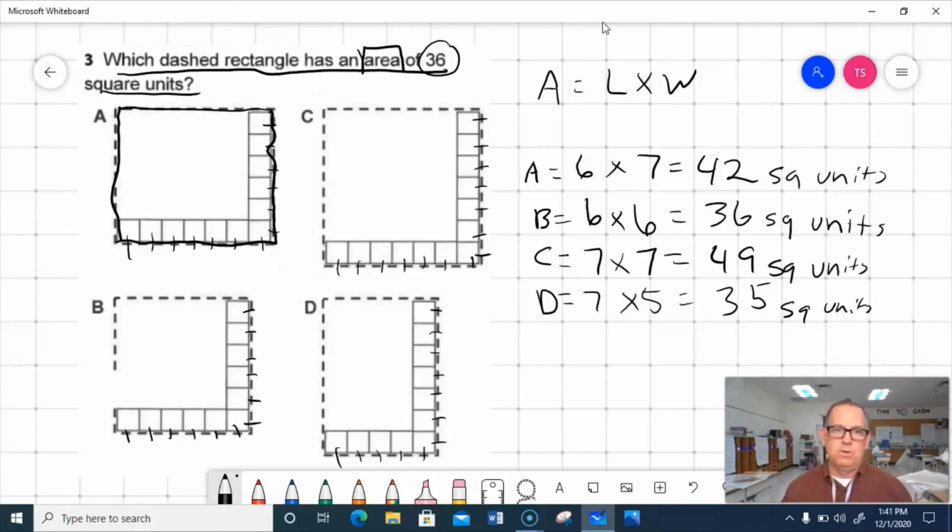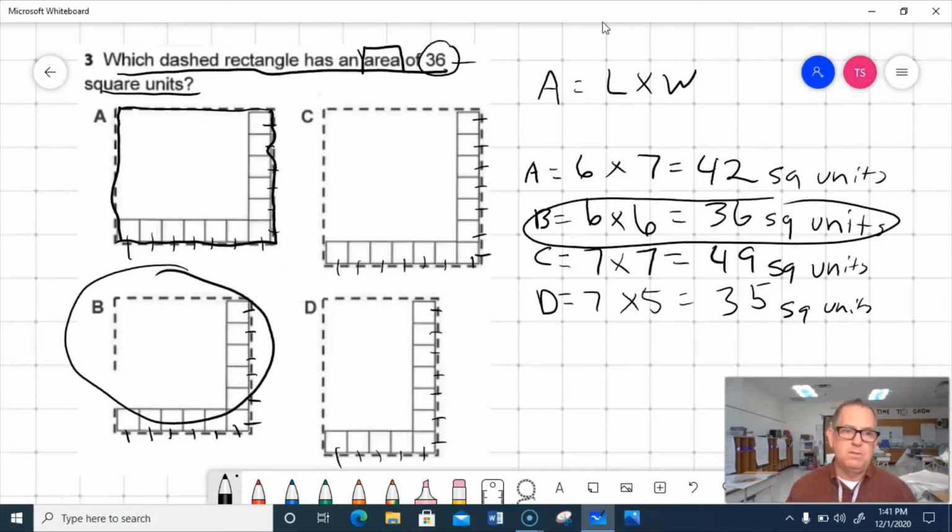And so we're looking for the one that is 36. It looks like rectangle B is 36 square units. So rectangle B is the one that we're looking for.